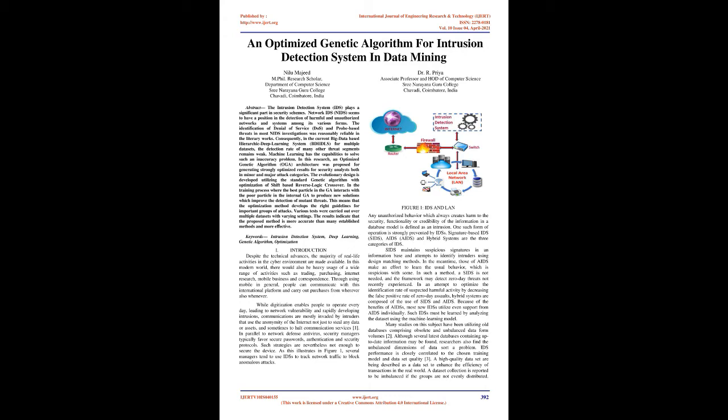In parallel to network defense antivirus, security managers typically favor secure passwords, authentication, and security protocols. Such strategies are nevertheless not enough to secure the device. As illustrated in Figure 1, several managers tend to use IDSs to track network traffic to block anomalous attacks. Any unauthorized behavior which creates harm to the security, functionality, or credibility of the information in a database model is defined as an intrusion. One such form of operation is strongly prevented by IDSs.